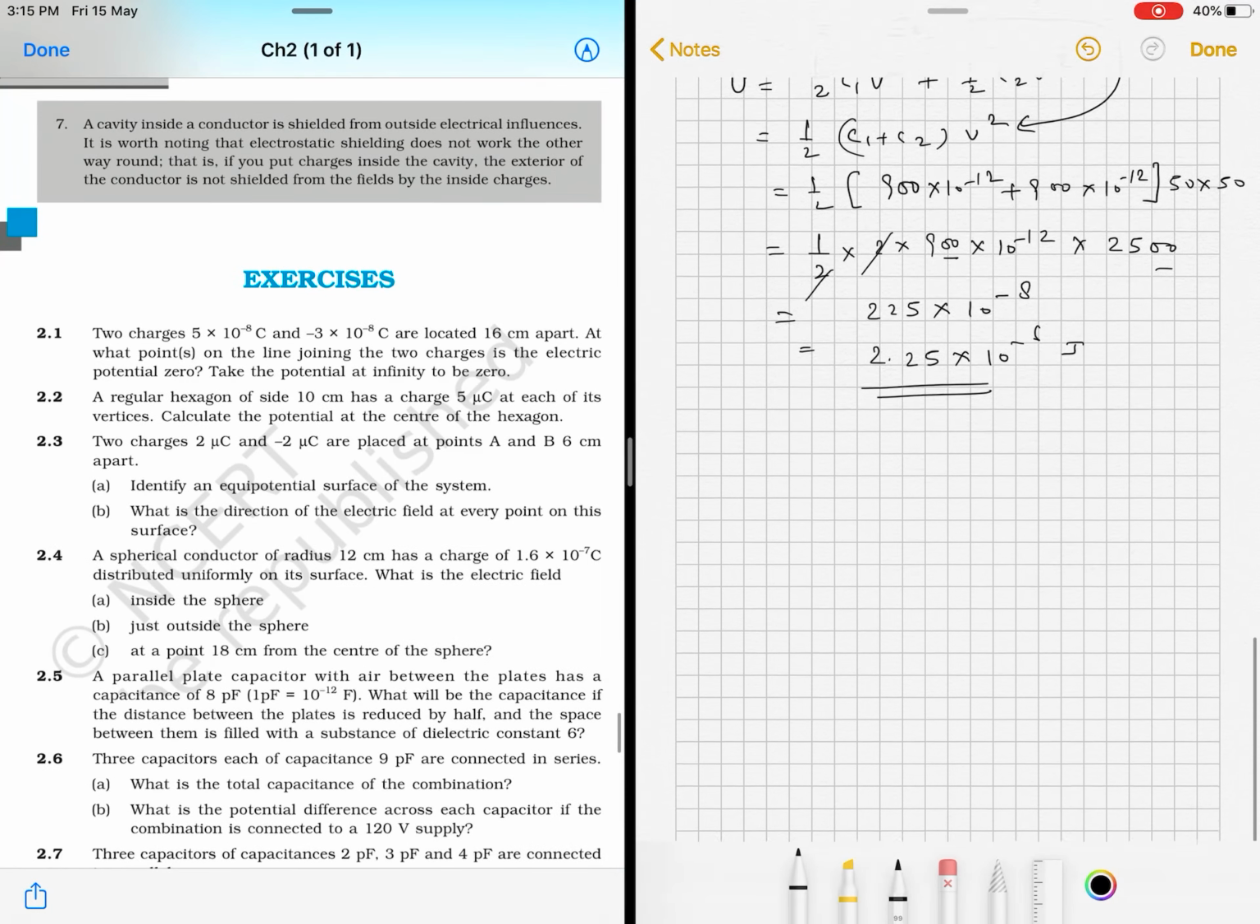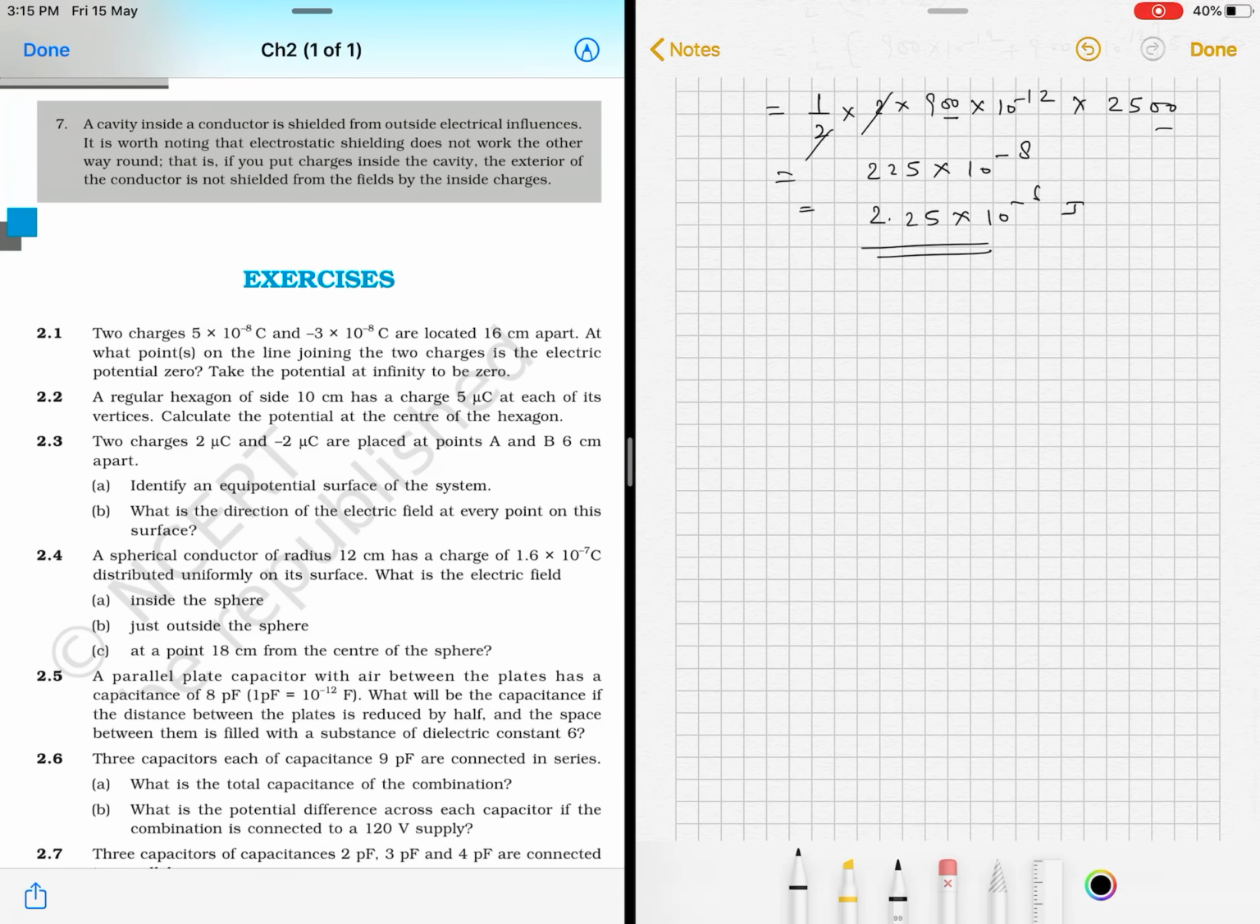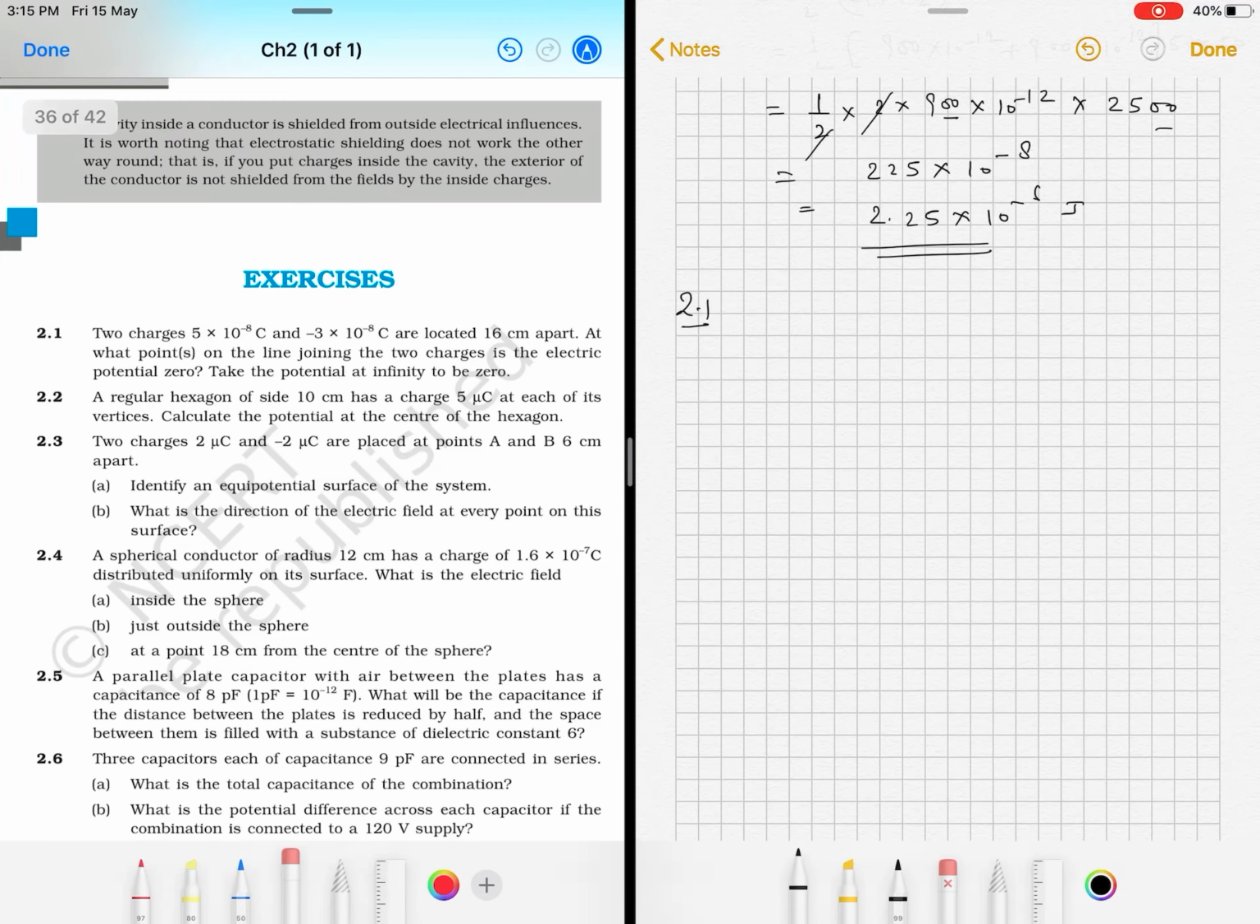Here is the exercise. First question, 2.1. Here are two charges. One is 5 into 10 to the power minus 8 and another is minus 3 into 10 to the power minus 8. So here are two charges.